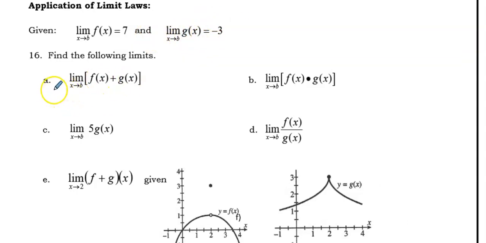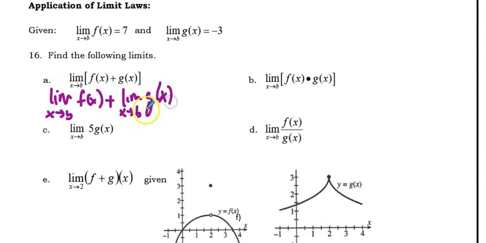So the first thing that I can do here is I can say, well, let's look at this one. Well, this would just be the limit as x approaches b of f of x plus the limit as x approaches b of g of x. All right, that's simple. And we automatically know that this is equal to 7. We automatically know that this is plus, this is equal to negative 3. So this answer is going to be equal to 4.